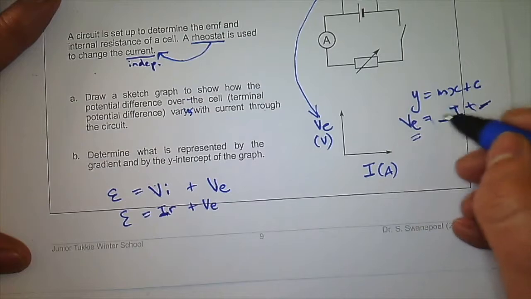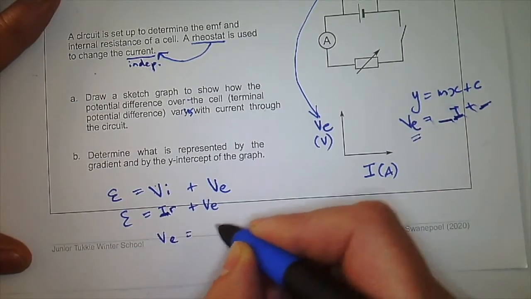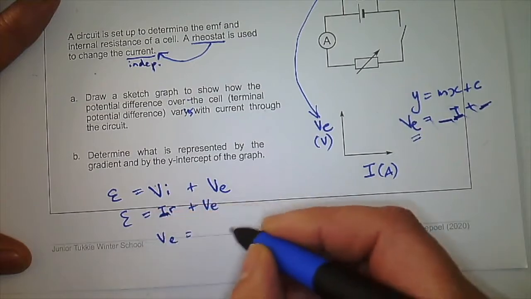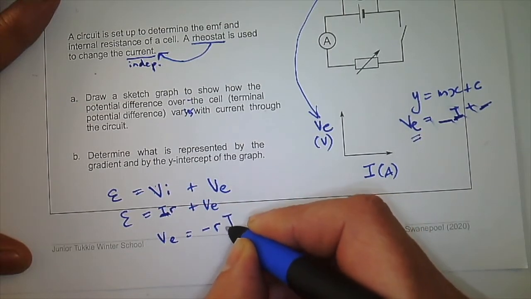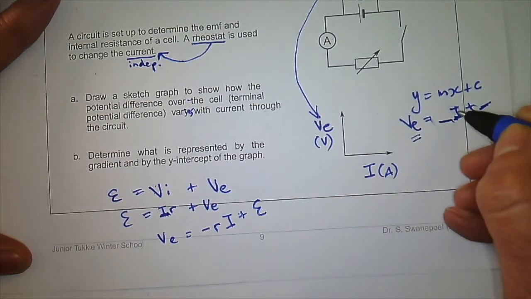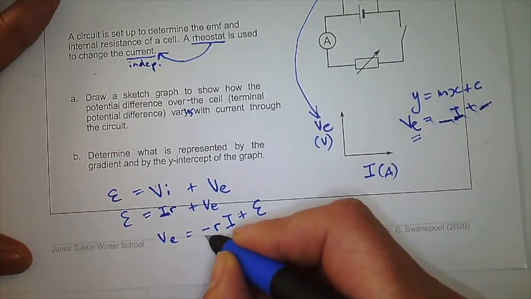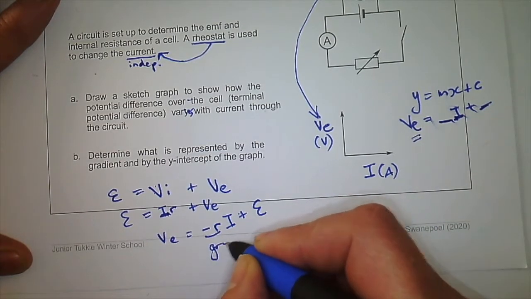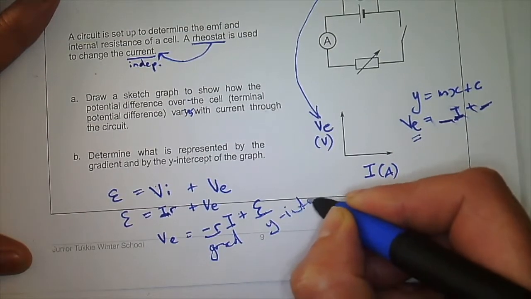And now I just have to rewrite to get the VE in front. So VE will be equal to, take this over to the other side, it becomes negative, and then I'm going to write the R before the I. Why am I doing that? Because I want the I in that position of X. So then I end up with having the gradient over there and the Y-intercept over there.